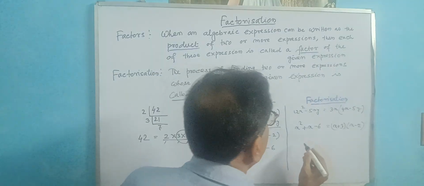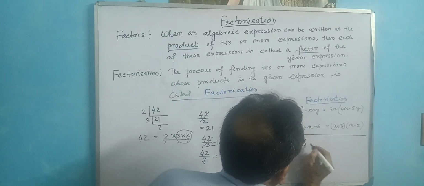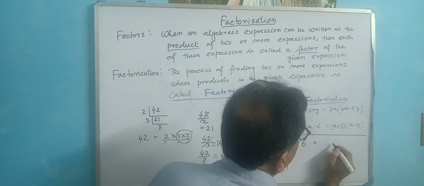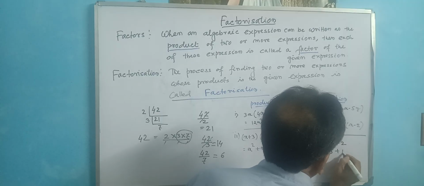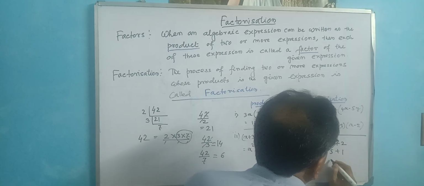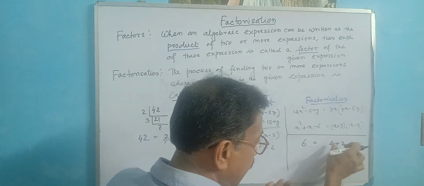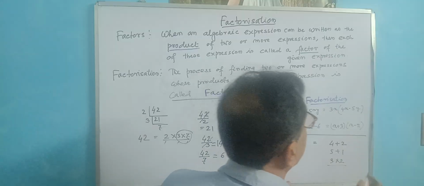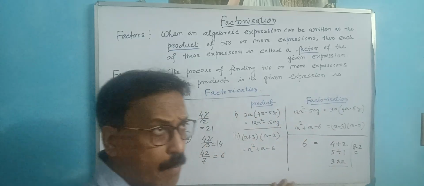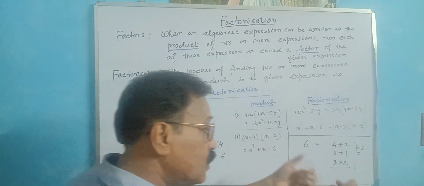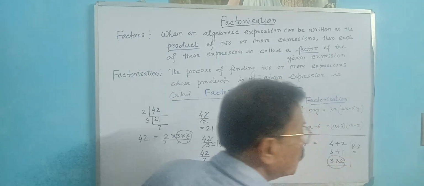Suppose here is 6. You can write 6 as 4 plus 2, 5 plus 1, or 3 into 2. These are addition relations. And if you write 8 minus 2, this is a subtraction relation. But in factorization, factor means you always take the multiple relation.